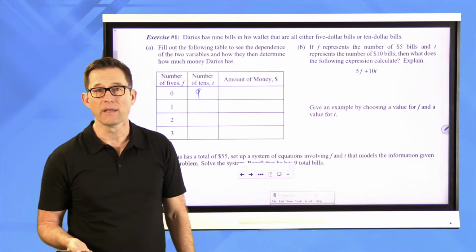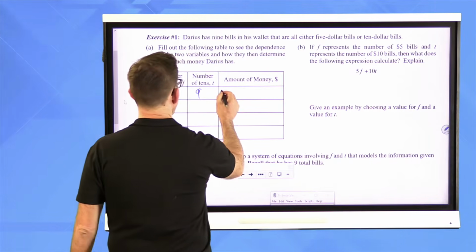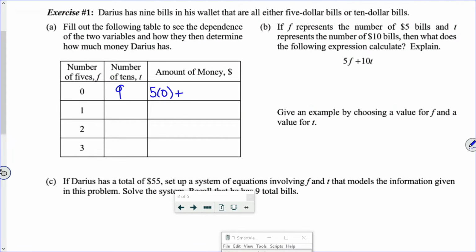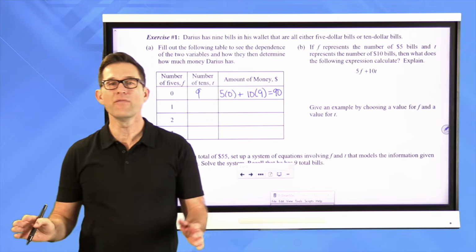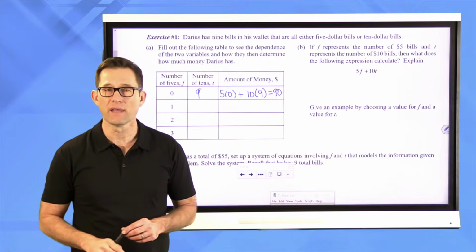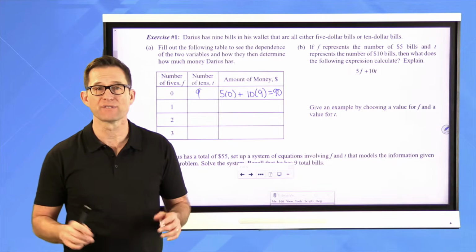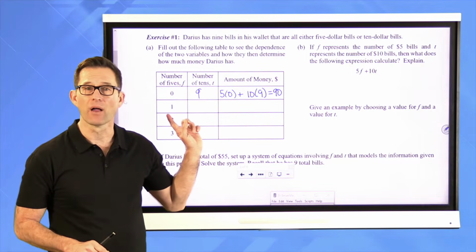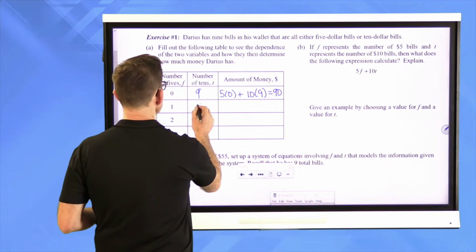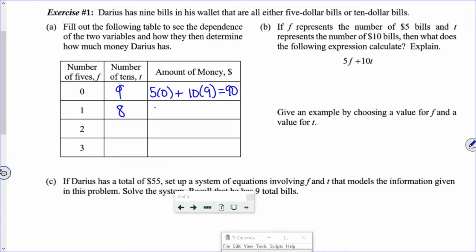Now, how much money would Darius have at this time? Well, he would have $5 times 0 5s plus $10 times 9, and that would be $90, right? So if all of the bills in Darius's wallet are 10s, then he must have $90. Let's do one more of these rows together and then have you do the other two by yourself. Now, if Darius has one $5 bill, then because he's got 8 bills in his pocket, he would have to have 8 10s, and the amount of money that he would have would be $5 times 1 5, $10 times 8 10s, and that would be $85.